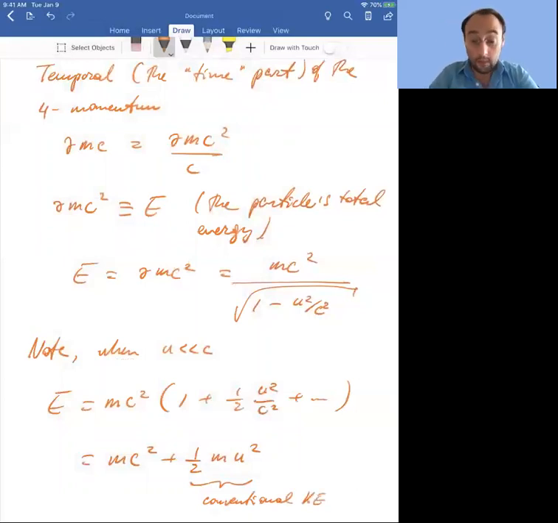Okay. However, you can see that there is a term that remains non-zero even when velocity is 0. This little guy right here pops up, which we normally would say, well, that's just a constant. You can always add a constant to energy. But we will see that since the 4 momentum has to be conserved, what has to be conserved is the grand total of this mc squared plus the kinetic energy part plus the 4 momentum part.